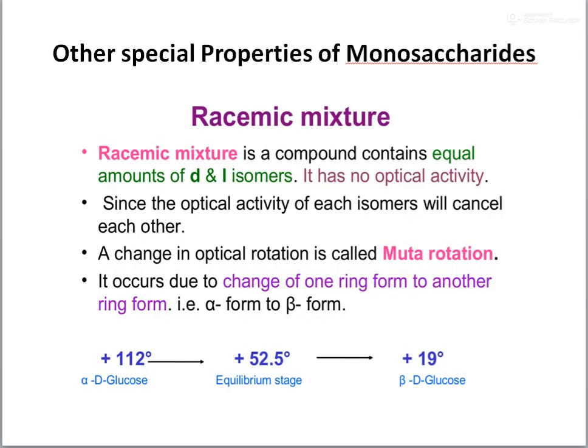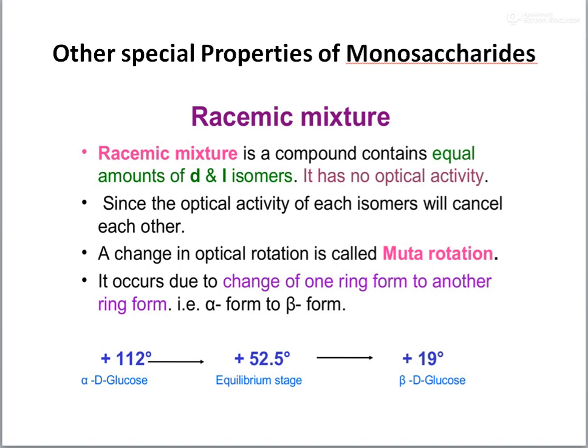Now, as a continuation of this, let me tell you about a racemic mixture. What is a racemic mixture? If you take a particular component that contains D as well as L forms in equal proportion, then it will not have optical activity.